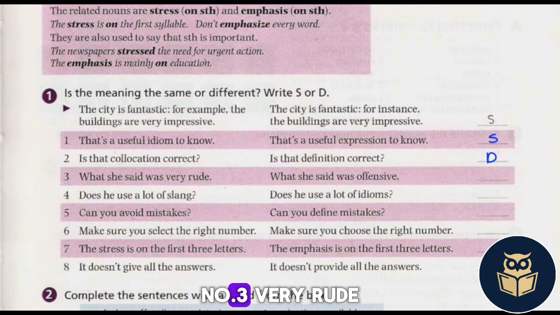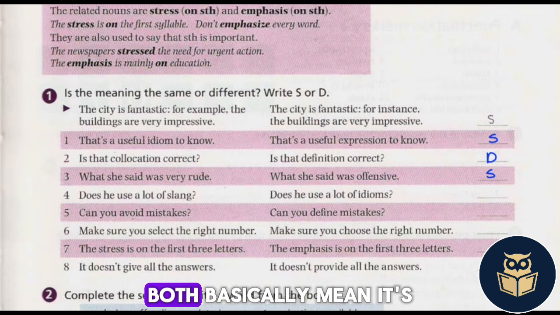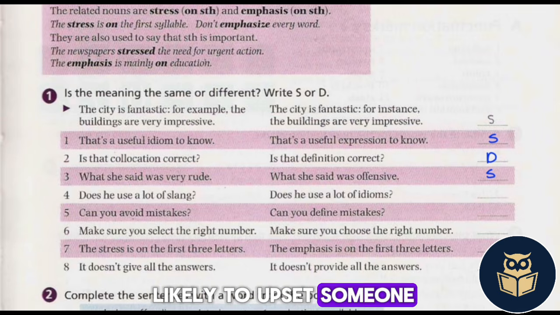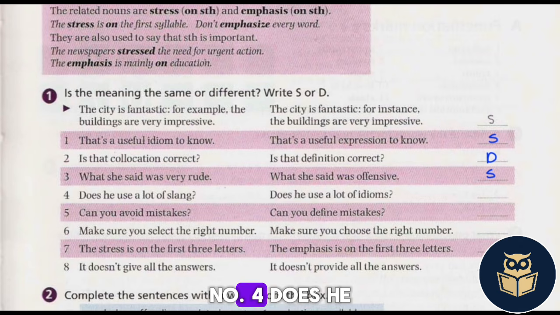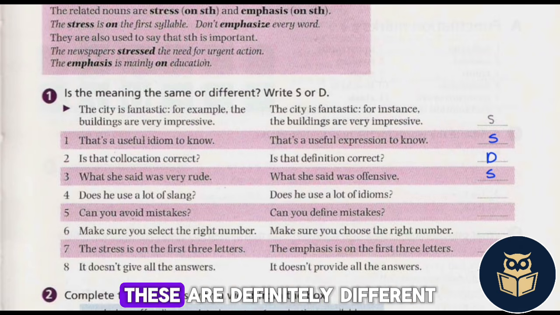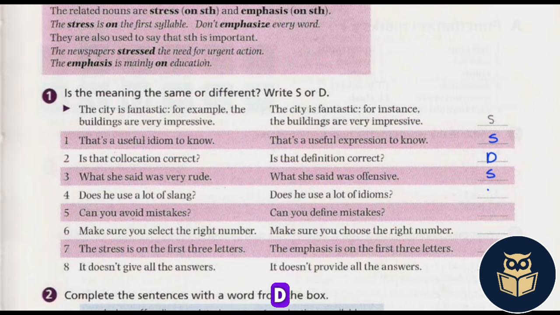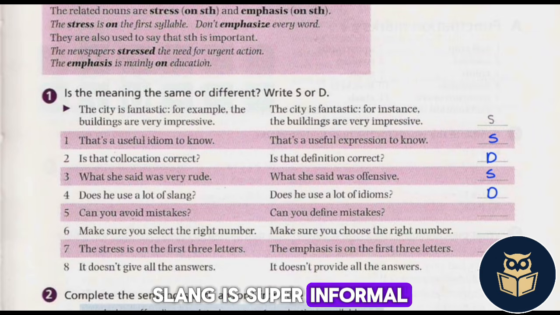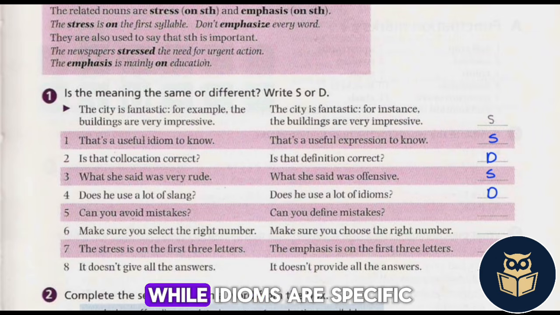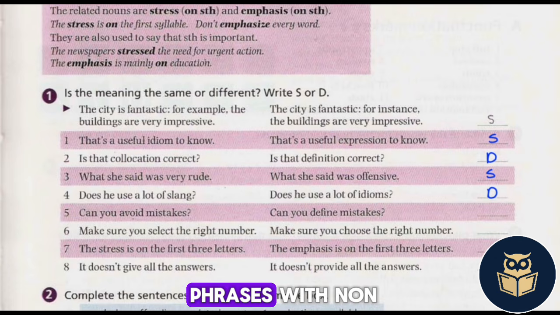Number 3, very rude versus offensive. These are the same, S. Both basically mean it's likely to upset someone. Number 4, does he use a lot of slang versus idioms? These are definitely different, D. Slang is super informal spoken vocabulary, while idioms are specific phrases with non-literal meanings.